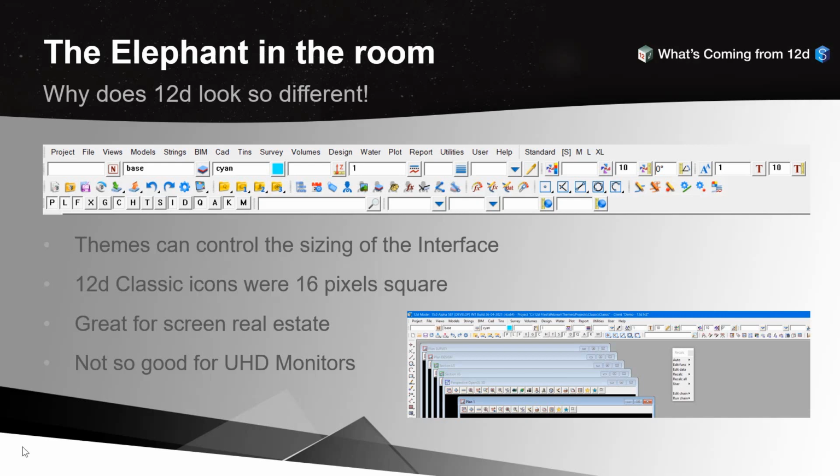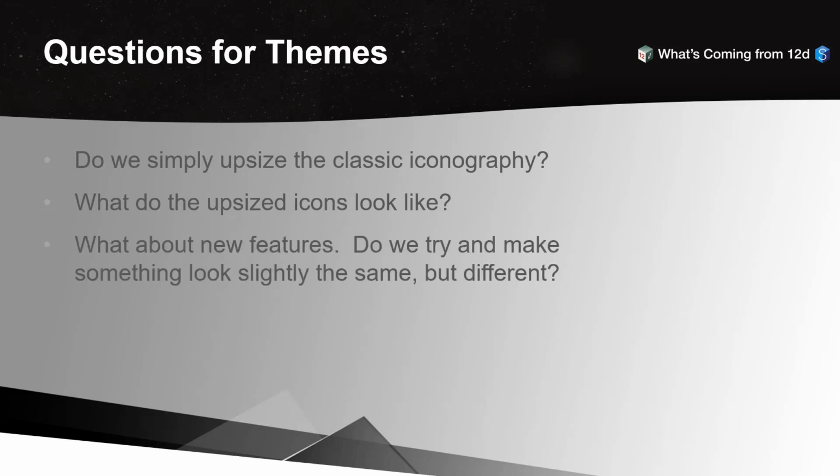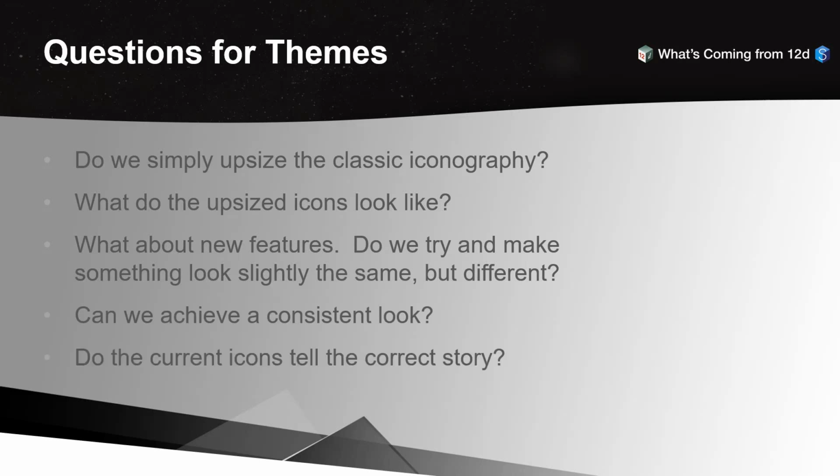So when we made the decision to go with themes, we had some questions that we had to ask ourselves. Do we simply upsize the Classic 16 pixel iconography? If we do, what do those upsized icons look like? I'll give you a hint, they didn't look that great. What about new features? Do we try and make something in the old iconography look slightly the same but different? Can we achieve a consistent look? And do the current icons tell the correct story?